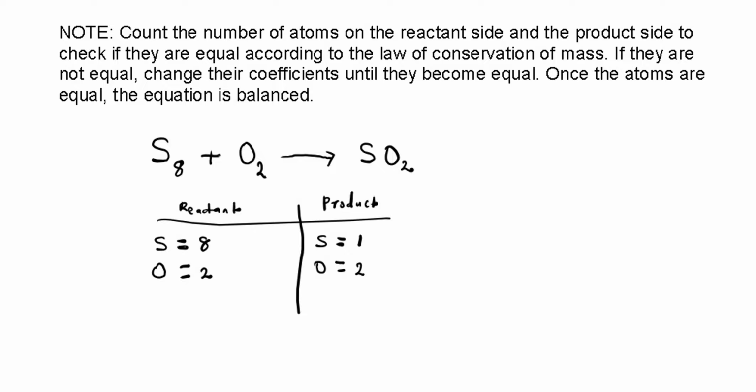Let's check for the oxygen. In the reactant side, we have atomic number 2 for oxygen. Then in the product side, we also have atomic number 2 for oxygen. That means oxygen is balanced, but sulfur is not balanced. So what do we do? We go to the product side and try to change the coefficient. Remember, change their coefficient until they become equal. You do not touch the atomic number. What you change is only the coefficient.